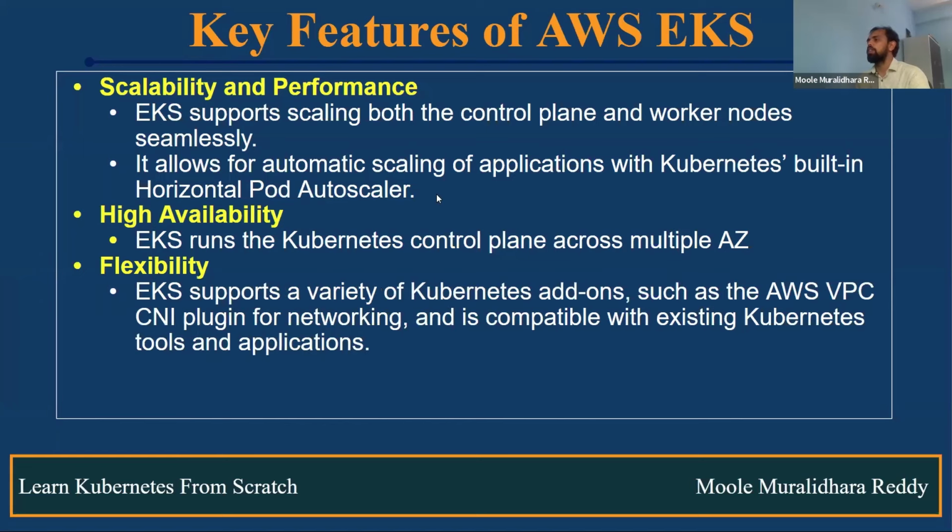And coming to flexibility, AWS EKS supports various Kubernetes add-ons, for example the AWS VPC CNI plugin for networking purposes. It is also compatible with existing Kubernetes tools and applications. It will support existing Kubernetes tools and applications, and add-ons are also supported.